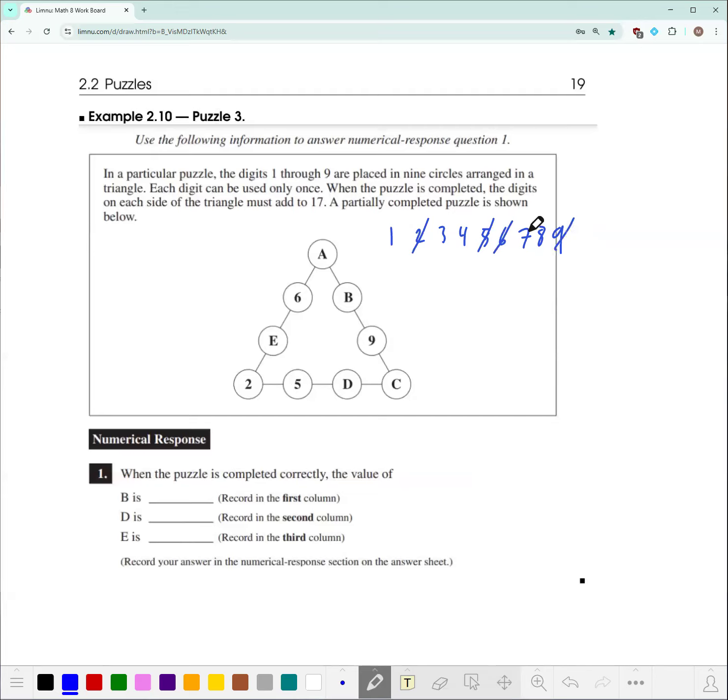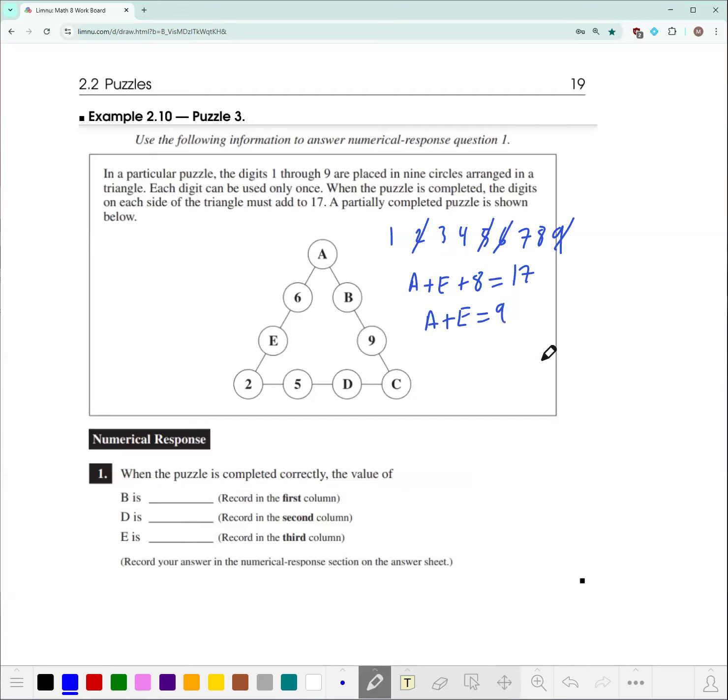So I have 1, 2, 3, 4, 5 letters or numbers for 1, 2, 3, 4, 5 letters. Okay, so that adds up. Then I'm going to write some math statements to help me out. So I know that all of these edges, these sides, are going to add up to be 17. So I have A plus 6 plus E plus 2 equals 17. So I'm going to say A plus E plus 8 equals 17. That means A plus E must equal 9.